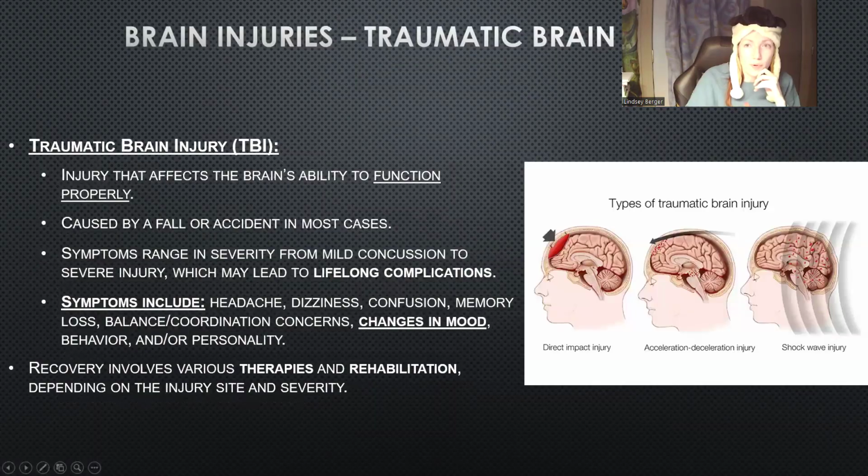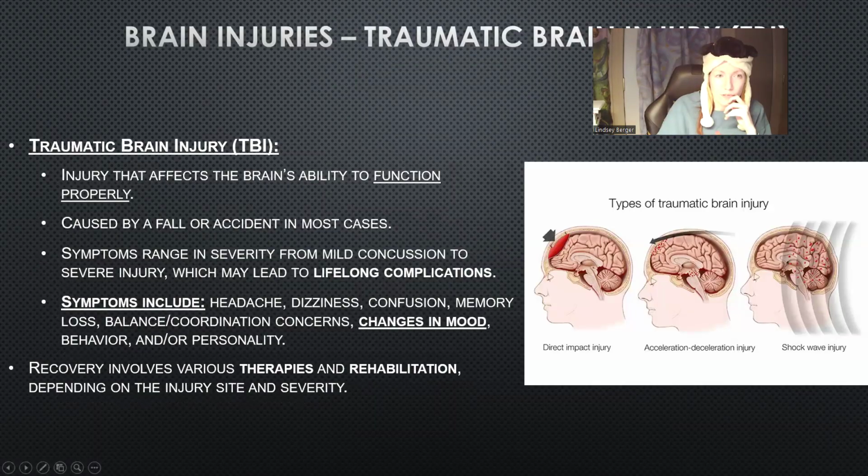Okay, now let's talk about brain injuries. So we're going to talk about two specific kinds of brain injuries. The first being TBI, or traumatic brain injury. And then we'll talk about CTE. Okay, so traumatic brain injury, it's an injury to the brain that affects its ability to function. Pretty standard definition, right? A lot of times this injury is caused by a fall or maybe like a car accident or something like that.